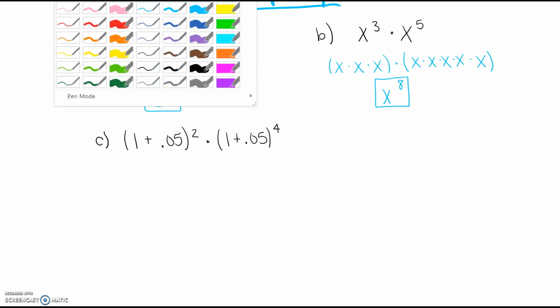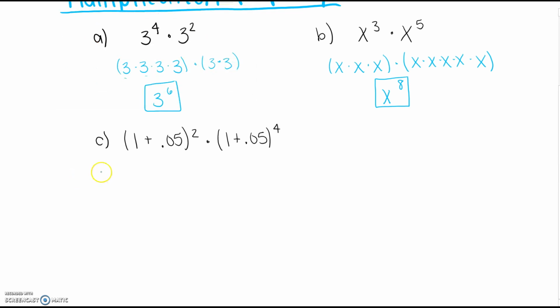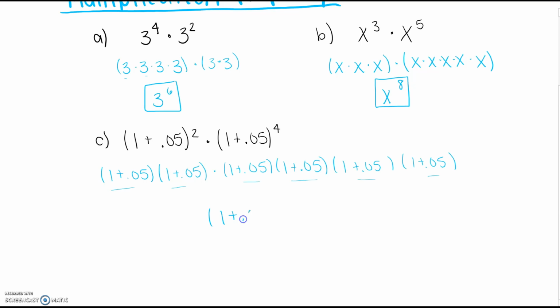Let's just do one more. So, expanding this, kind of annoying. 1 plus 0.05 times 1 plus 0.05 times 1 plus 0.05. Keep going. Okay, so I've got the 4, 1, 2, 3, 4, and I've got the 2. So I've got total 1 plus 0.05 to the 6th power.